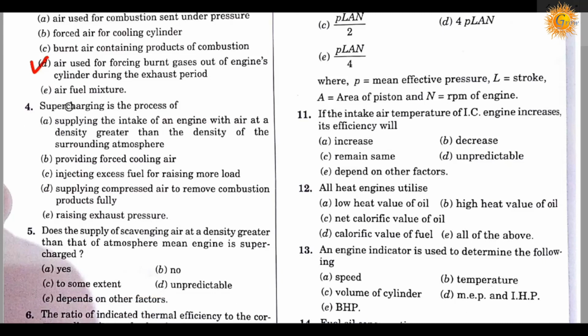Question number 4. Supercharging is the process of option A supplying the intake of an engine with air at a density greater than the density of the surrounding atmosphere, option B providing forced cooling air, option C injecting excess fuel for raising more load, option D supplying compressed air to remove combustion products fully, option E raising exhaust pressure. Correct answer is A, supplying the intake of an engine with air at a density greater than the density of the surrounding atmosphere.